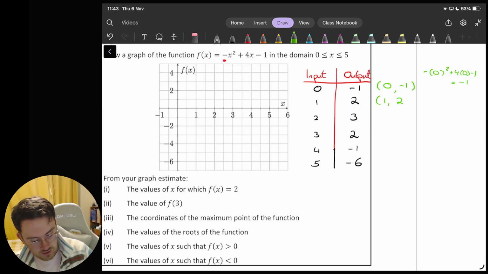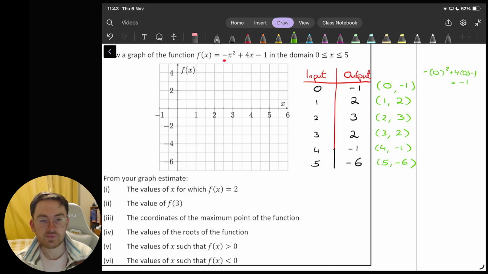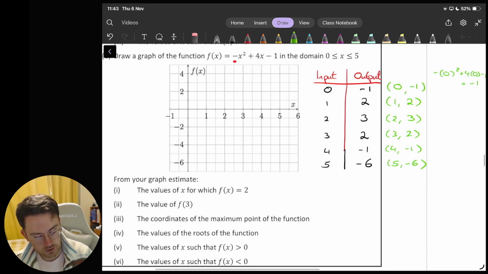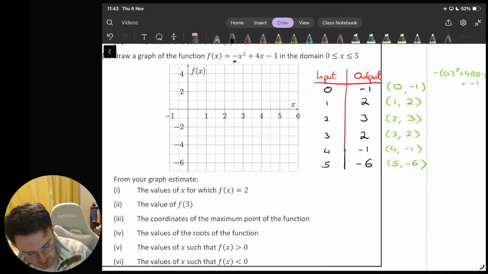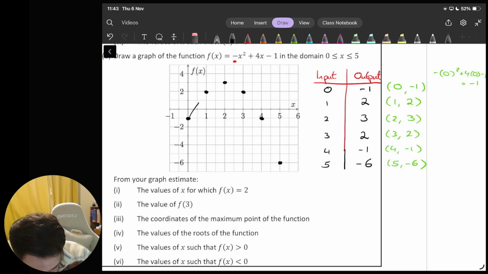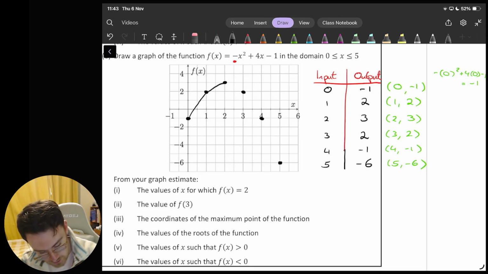We'll maybe take that extra step of writing them together as a coordinate or couple pair here. And that'll be what we'll be plotting onto our graph. So let's do those. So 0, minus 1; 1, 2; 2, 3; 3, 2; 4, minus 1; and 5, minus 6. So let's line them up here.